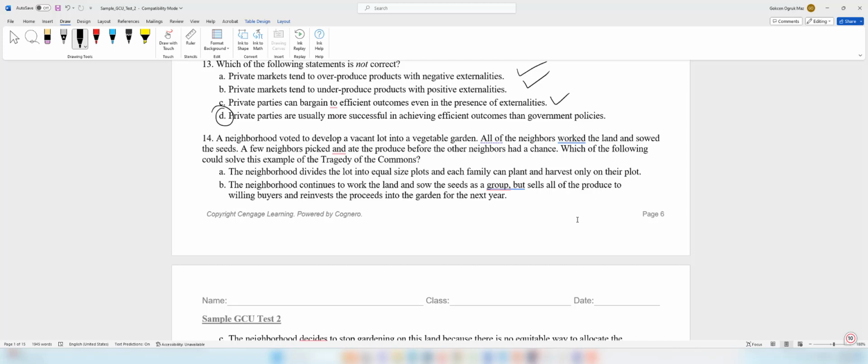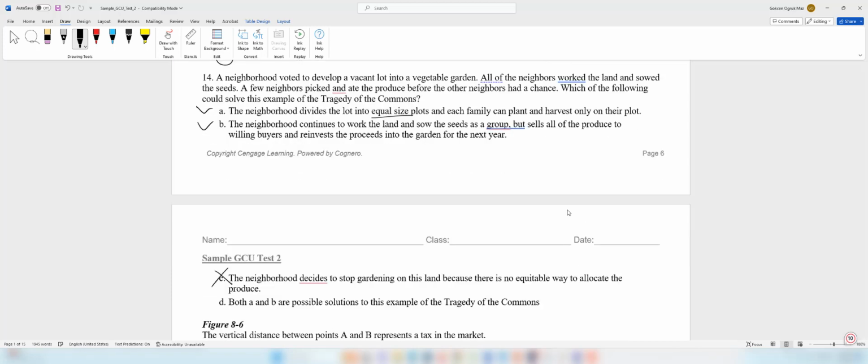So if an area is common, it's people's tendency to consume more because it's free. Therefore, we can solve this tragedy of the commons by dividing the lot into equal-size plots, so each family can plant and harvest only on their plot. And the neighborhood continues to work the land and sow the seeds as a group, but sells all of the produce to willing buyers. This can also work because now you're introducing a free market solution to the problem of the common area. This is not correct. Why would you stop gardening on this land? Because there is an equitable way of distributing the land. Therefore, both A and B are possible solutions in this example.